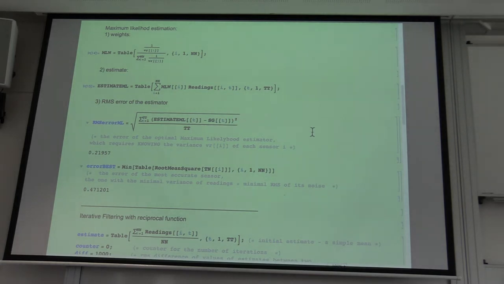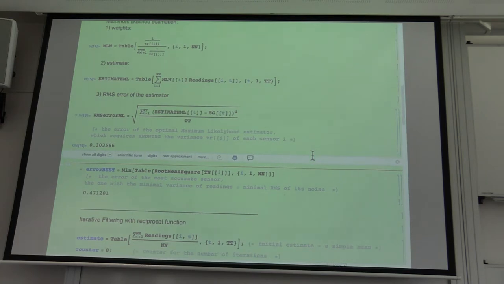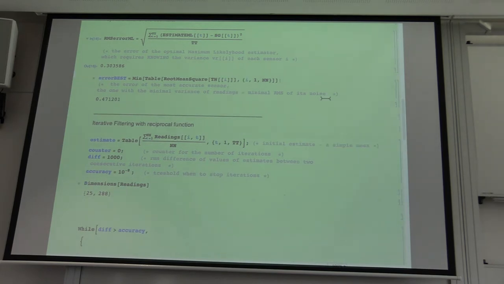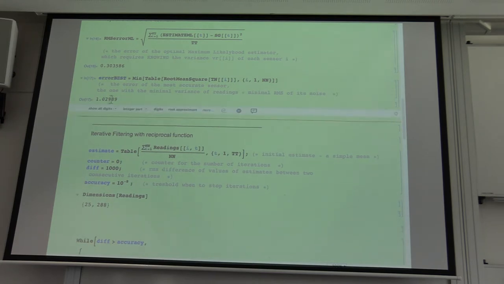So this would be essentially an estimation of the standard deviation of the estimator, because we take the square root, and you can see it's 0.3 approximately. Let's see what is the error of the best sensor. This will be the one with the smallest variance, and you can see it is 1 point something. So that's what I've been telling you. The maximum likelihood estimation, if you knew the variances, has much smaller variance than the variance of the most precise sensor, the one with the smallest variance. And we didn't throw out any of the readings, right?